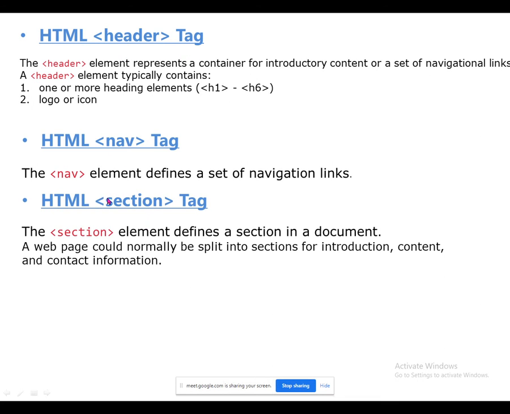Next is the section tag. Again the name is clear: the section element defines a section in the layout. To create sections you can use the section element. Why create a section? To add different types of information, to bifurcate your information topic-wise, you can create different sections, or create an article under a section. A web page could normally be split into sections for introduction, content, and further content information. That's why you use a section tag to create a section under your web page.